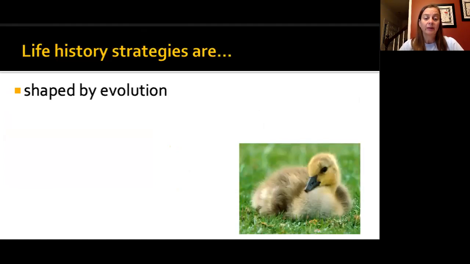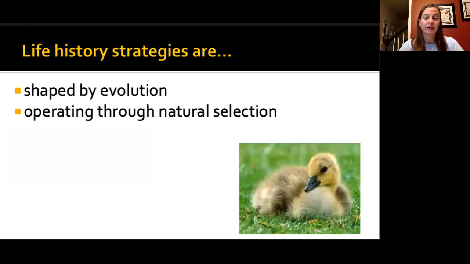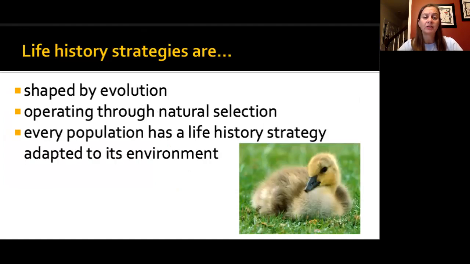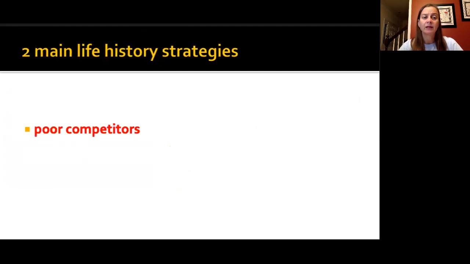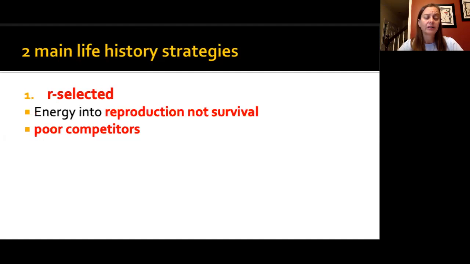Evolution, operating through natural selection. Every population is going to have a life history strategy that's adapted to its particular environment. So we'll see lots of different life history strategies, but we can categorize them into two main categories. The first one is what we call R-selected strategies, or R-selected strategists. R-selected strategists put a lot of energy into reproduction.